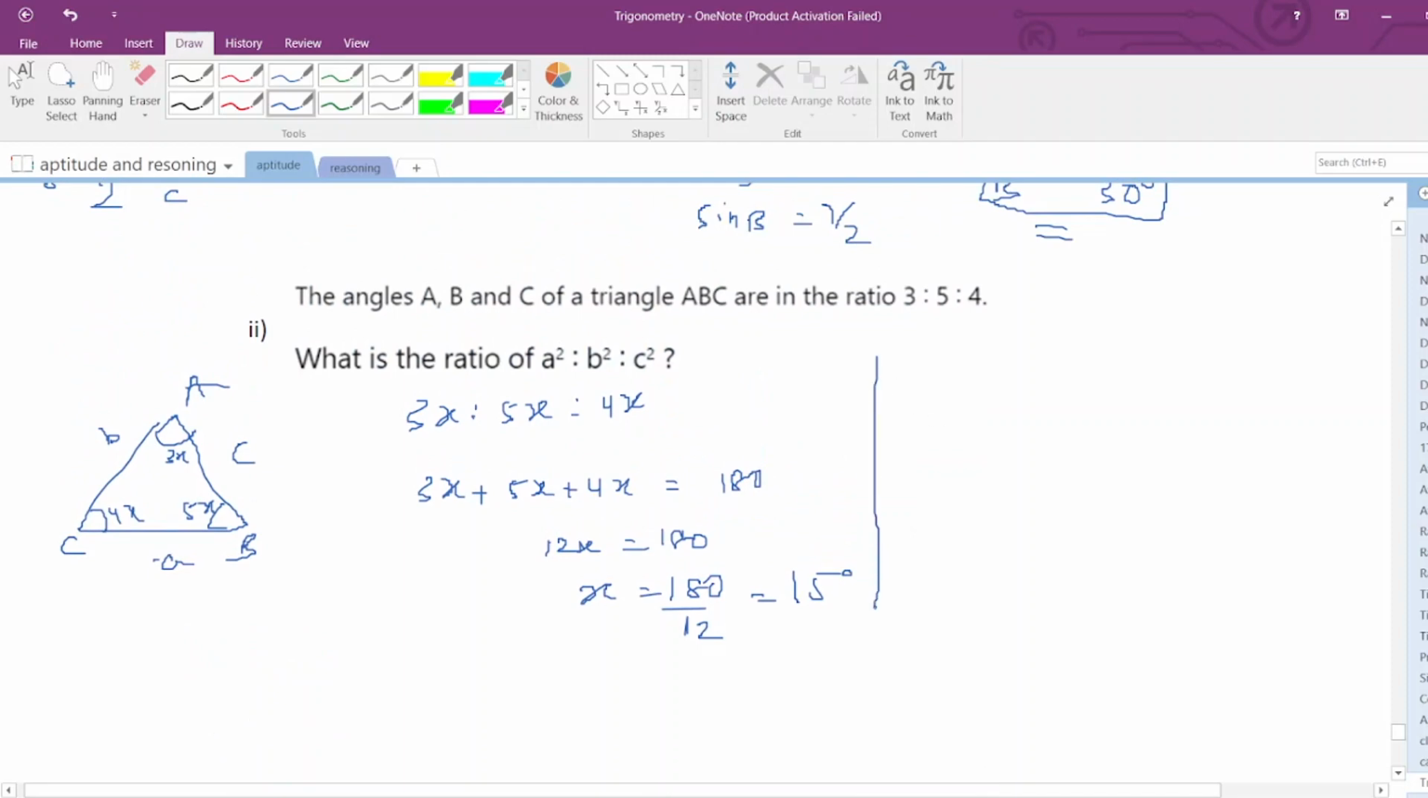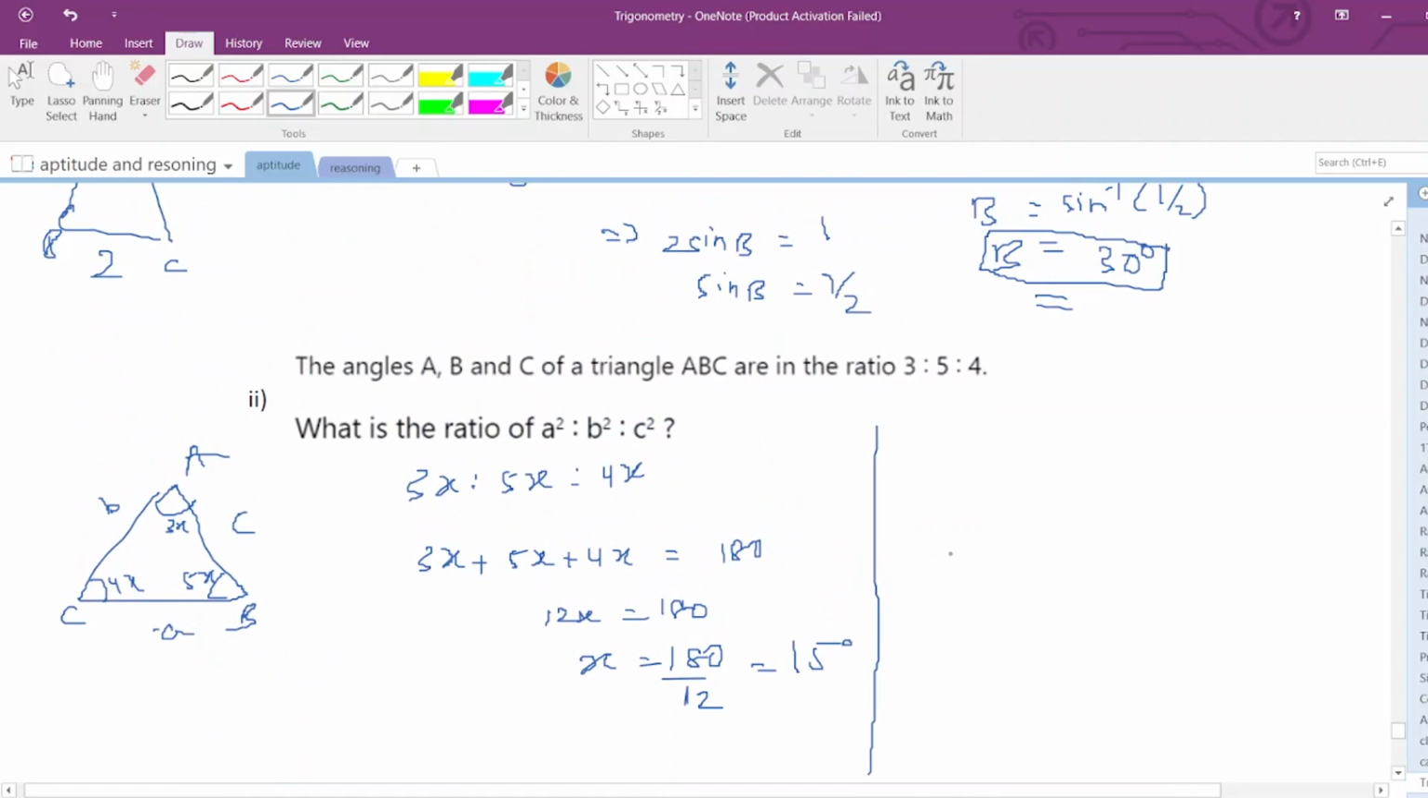So what we have to find? a square is to b square is to c square, right? So what is the formula we have? a by sin A is equal to b by sin B is equal to c by sin C. Since they gave me ratios and the value is not known, I'm considering some constant value k, let's suppose.